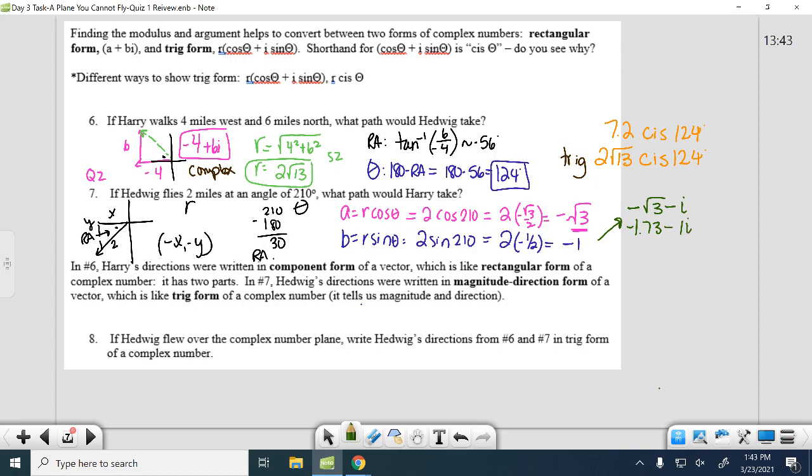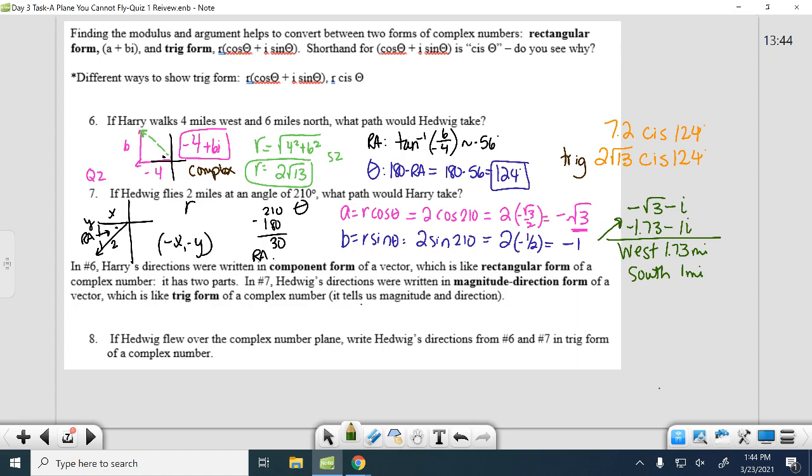And what directions did we travel? We went west 1.73 miles, and then we went south, because that's negative 1 mile. So that's how you would turn that back from complex or standard form into actually what it means within this particular example.